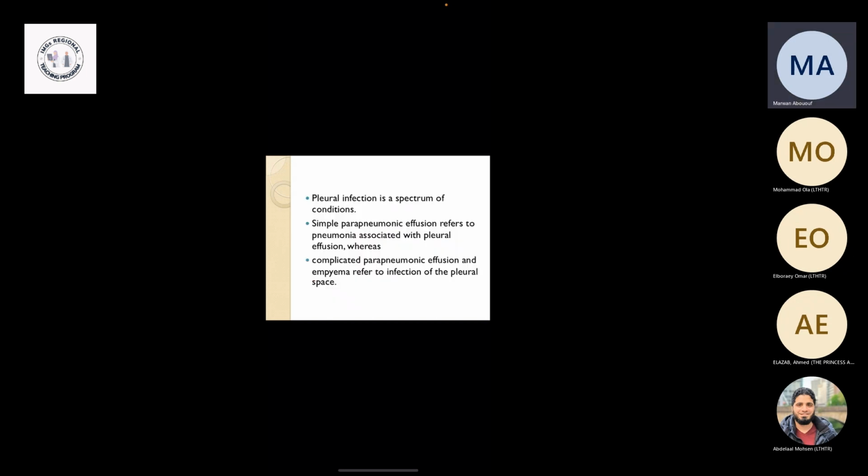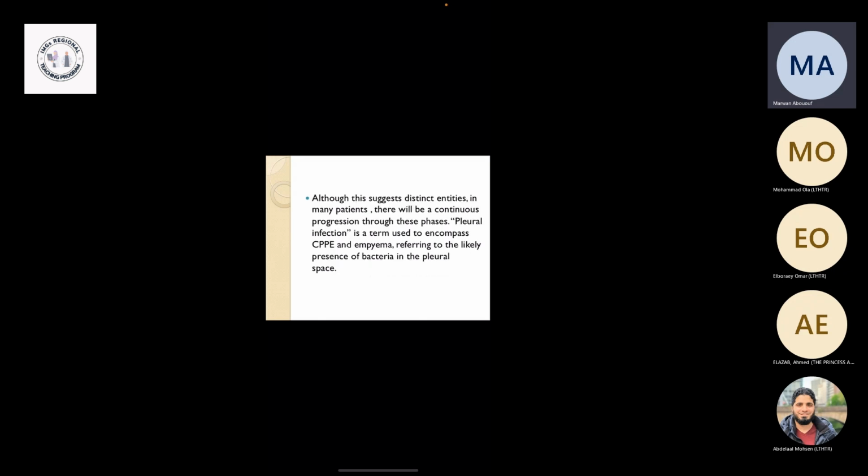Pleural infection is a spectrum of conditions. It has a lot of names. The first one, the most commonly known, is simple parapneumonic effusion, which is a pneumonia associated with pleural effusion on the same side. Whereas complicated parapneumonic effusion and empyema refer to infection of the pleural space. Although these suggest distinct entities, in many patients there will be a continuous progression through these phases.